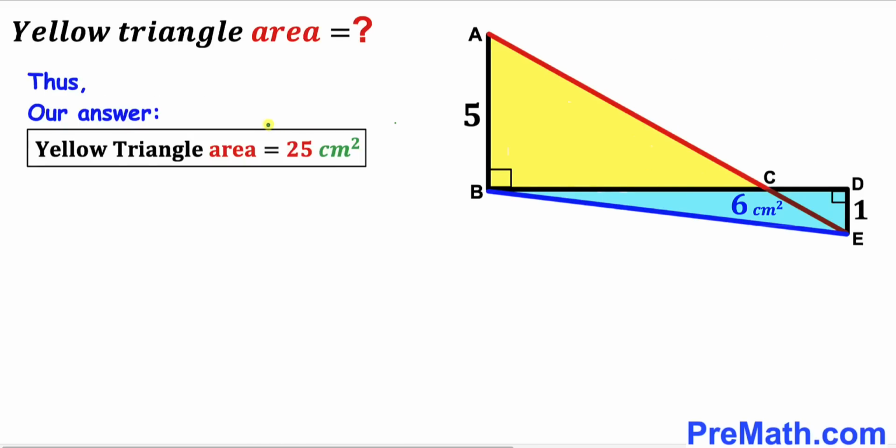Thus, after all the calculations and manipulations, the area of this yellow shaded triangle ABC turns out to be 25 centimeters squared. And that's our final answer.